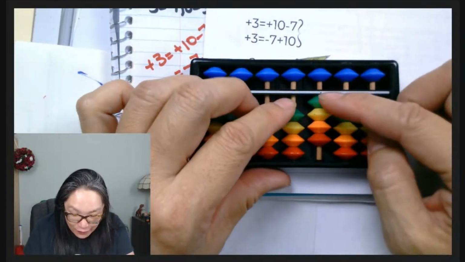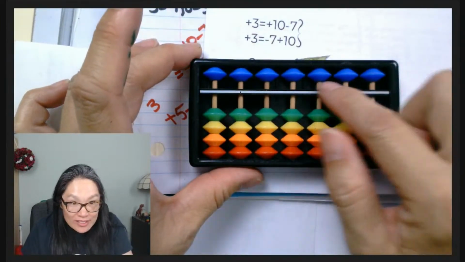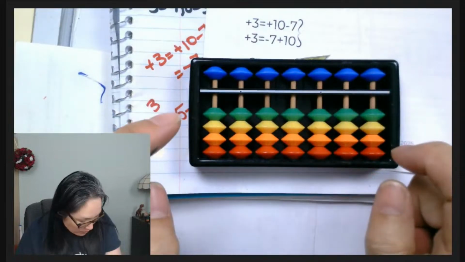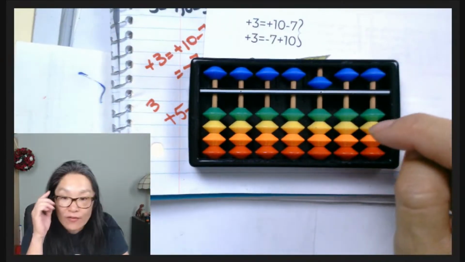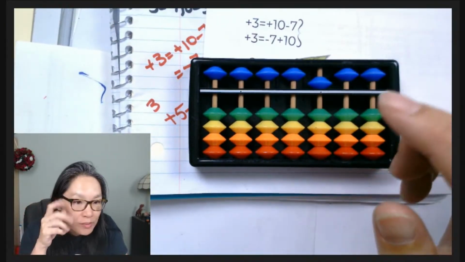So then after 4, we have 0. This is all 0. After 0, this is 0. What's going to happen? This is 5. This will always be 5 no matter what. The top bead will always be 5 no matter what.